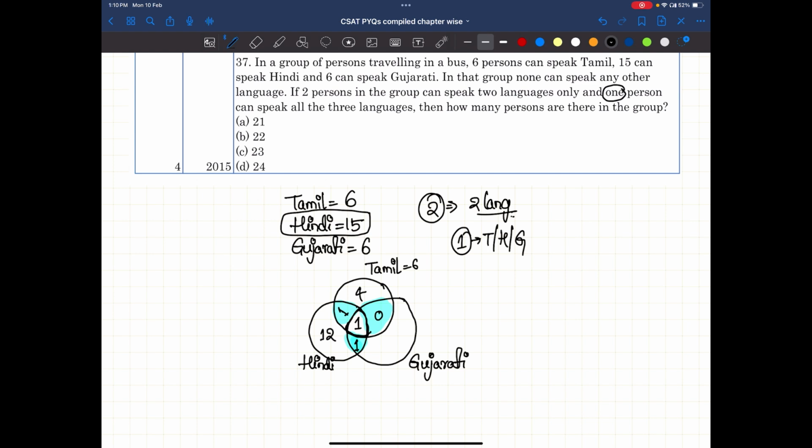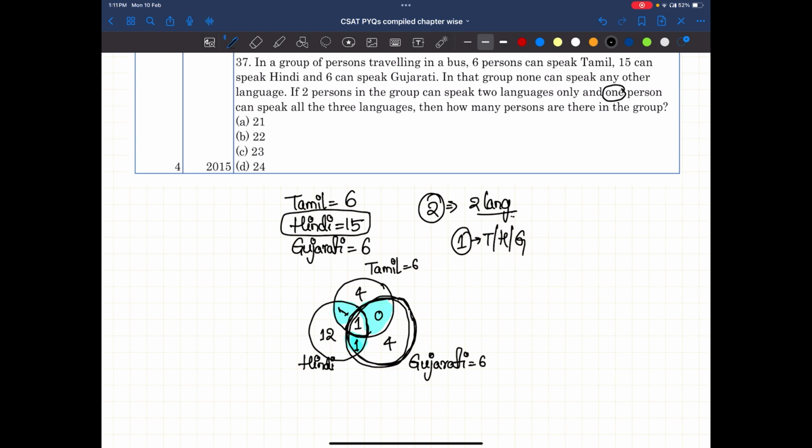Now Gujarati speaking people are also 6, same like Tamil. So 1 and 1 here already present. See this circle. You are seeing this circle, right? In this circle, 1 and 1 are already present. So 2 people are already there. And now if we put here 4, it becomes 6. So now our Venn diagram is completed.